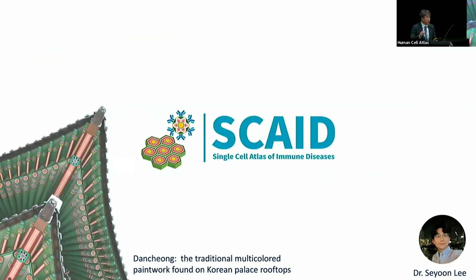So what is SCATE? SCATE stands for the Single Cell Atlas of Immune Disease. The logo is designed by Dr. Seon Lee from our lab. It symbolizes two cells, the immune cell and parenchymal cells, and their interaction. The color set is from dancheong, the traditional multicolored paintwork found on Korean palace rooftops. So the key concept of SCATE is Korea, immune system and disease.